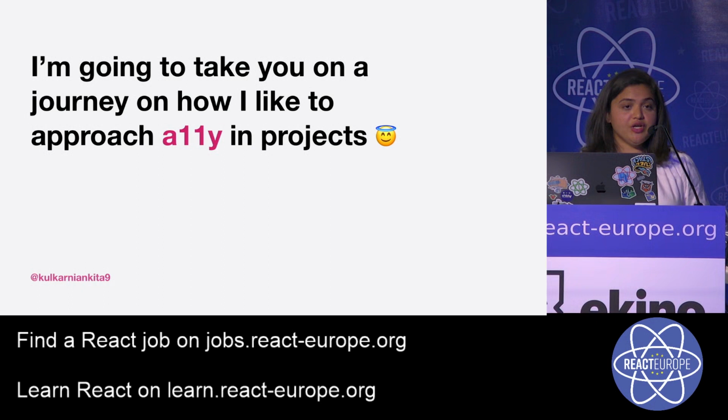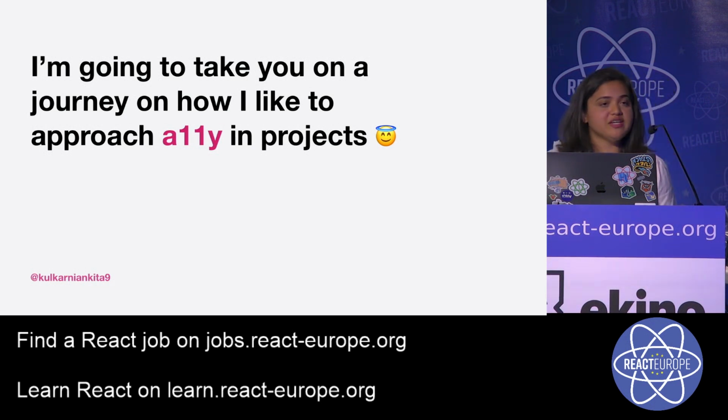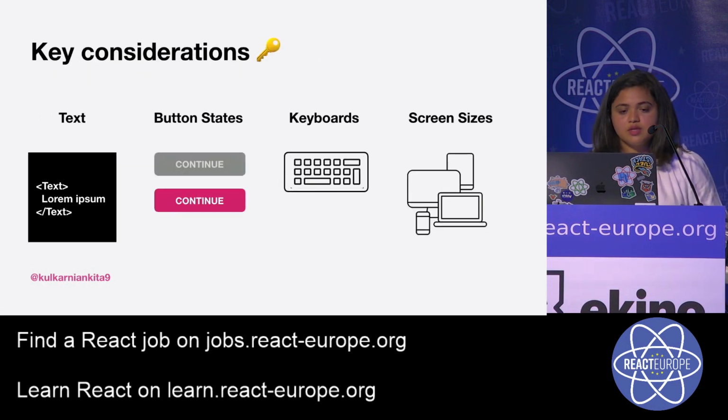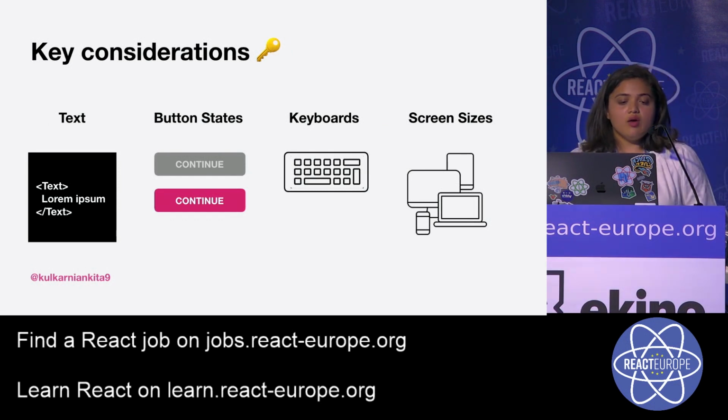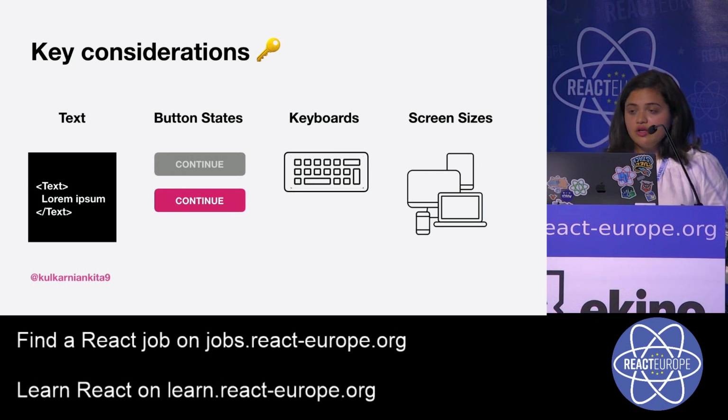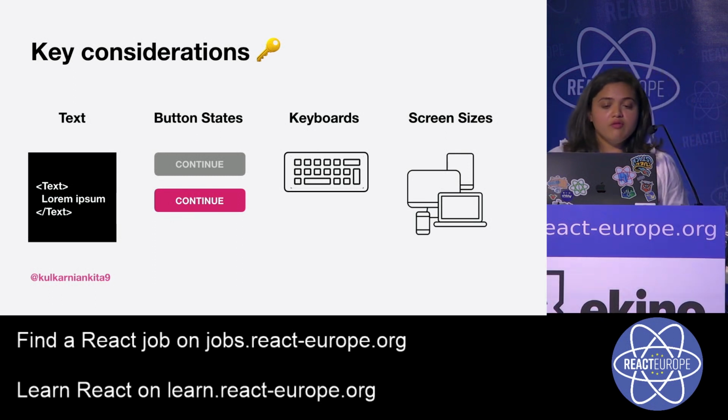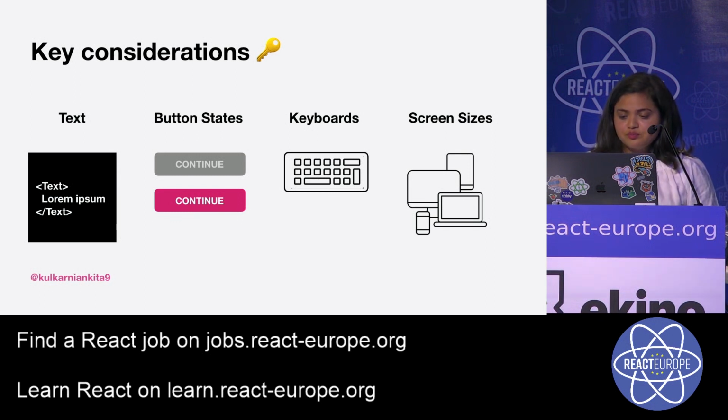But again, there are some initiatives that all companies are taking just to add accessibility to mobile apps in general. So I'm going to take you on a journey on how I like to approach accessibility in projects. Here are some of the key considerations. Be it web or mobile, you're going to have some text on your screen, different button states, some sort of keyboard navigation, and those apps need to be compatible with all sorts of screen sizes as well.